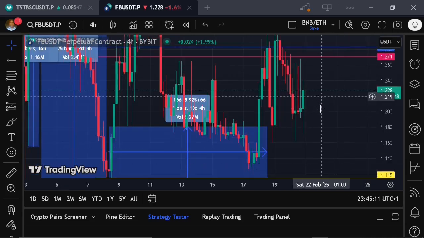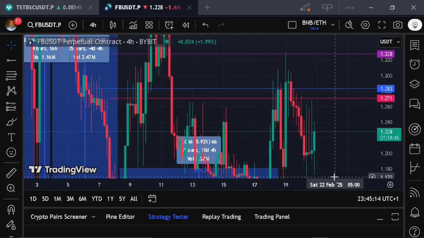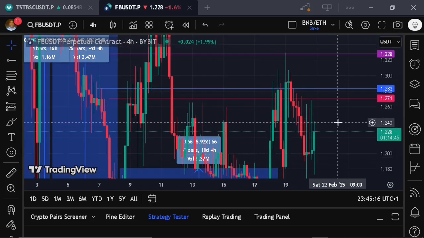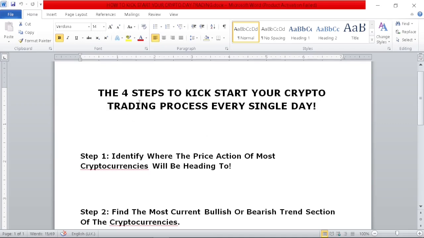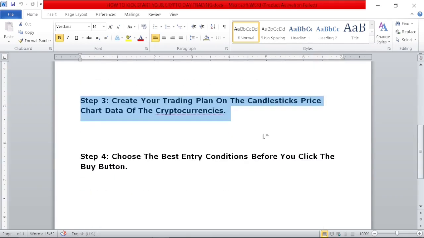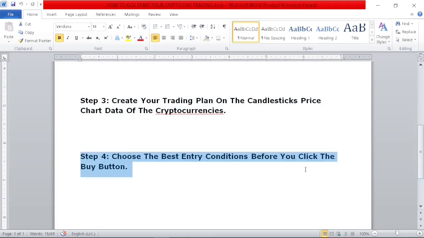And now that we've created your trading plan on the candlestick price chart data of this cryptocurrency, the fourth step to kickstart your crypto trading process every single day is to choose the best entry conditions before you click the buy button. Make no mistakes. Entry conditions can save you a boatload of massive losses. And that's exactly why there are basically two entry conditions to be considered before you click the buy button.